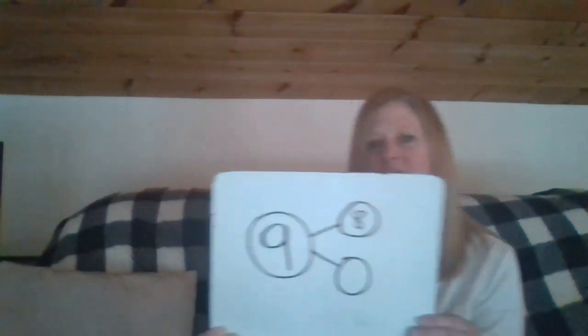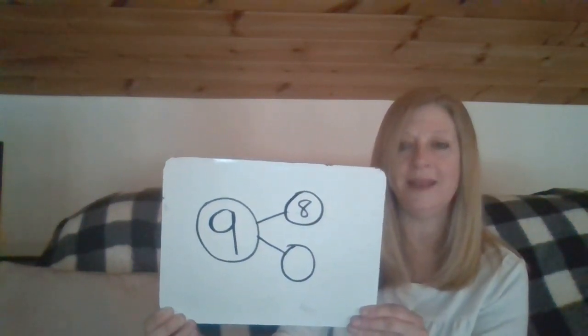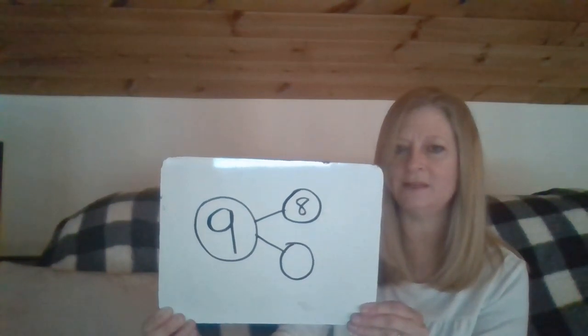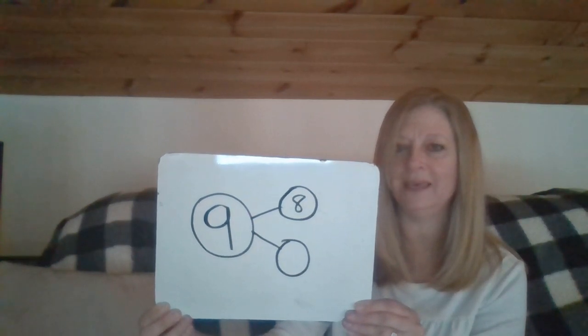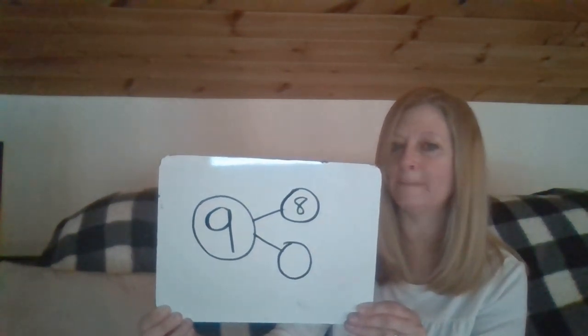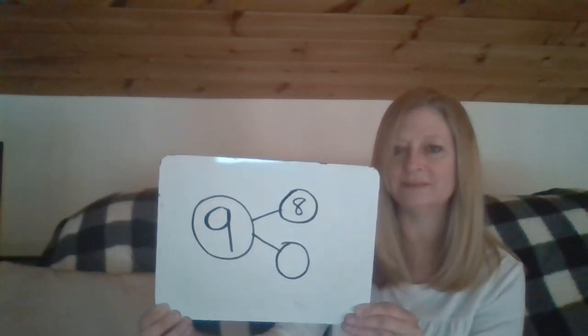Okay, boys and girls. Now here's the thinker that I was talking about. Again, I want you to remember that if you need the cubes to help you with this one, please feel free to use them. Here's the thinker. The whole is 9. And this time we're missing a part. So we have 8 as one of the parts, but now we're missing a part. See if you can figure out what that missing part is.